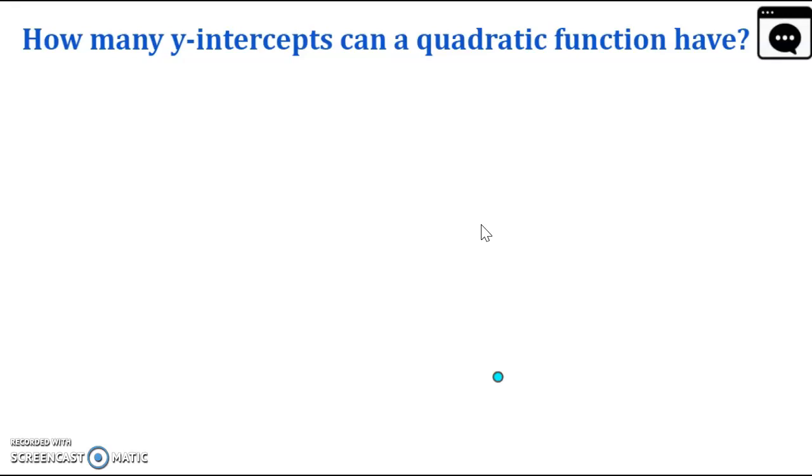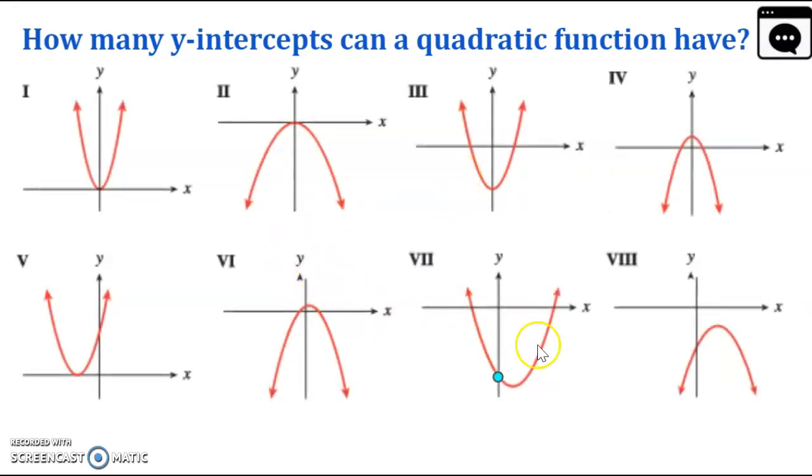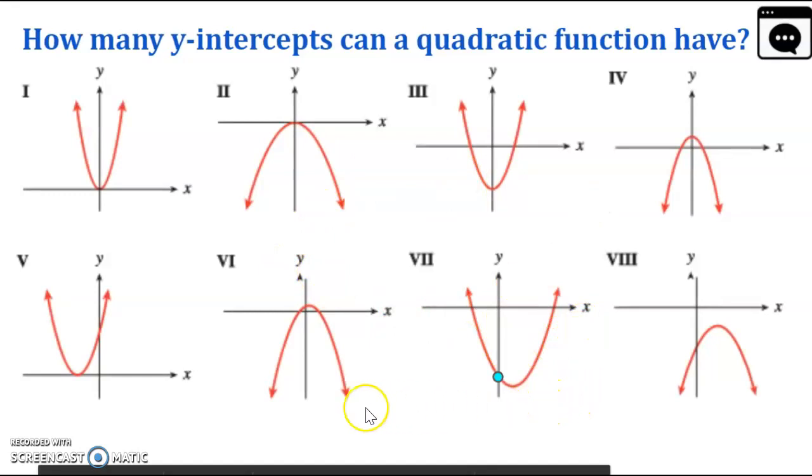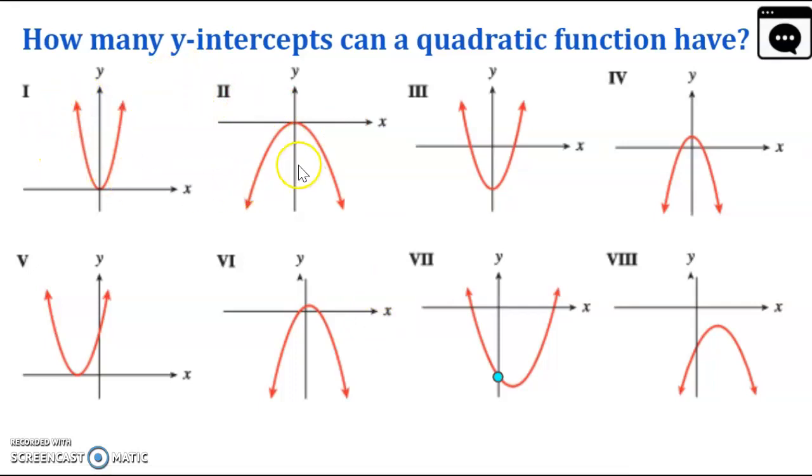Before we get into anything, I want to talk about how many y-intercepts a quadratic function can have. So I have 8 different quadratic functions here. Looking at this, how many y-intercepts do you see in graph number 1? How many do you see in graph number 2? How many do you see in graph number 3, and so on? Remember, y-intercept is where the graph, that's the red curved part, crosses the y-axis. How many points is the graph crossing the y-axis?